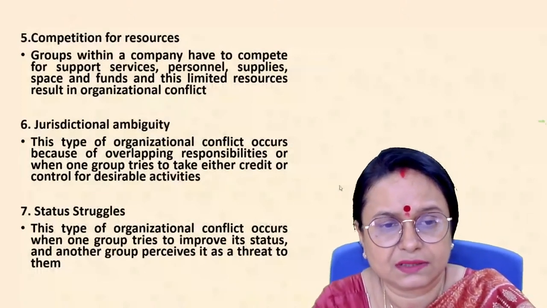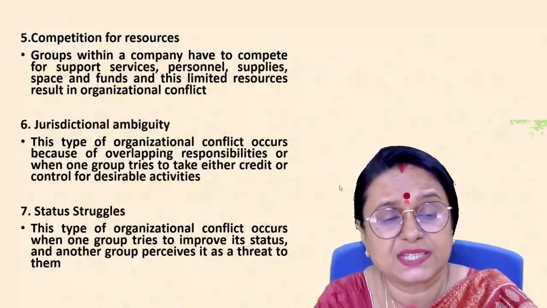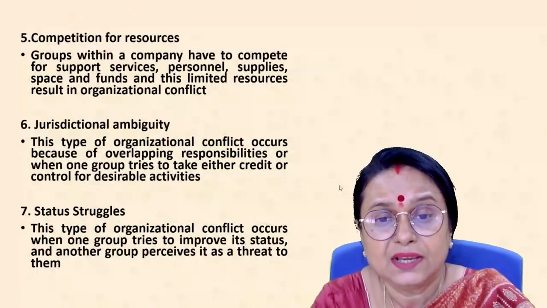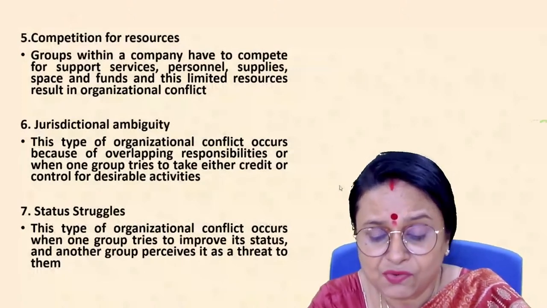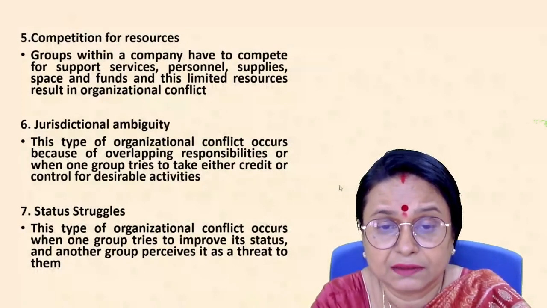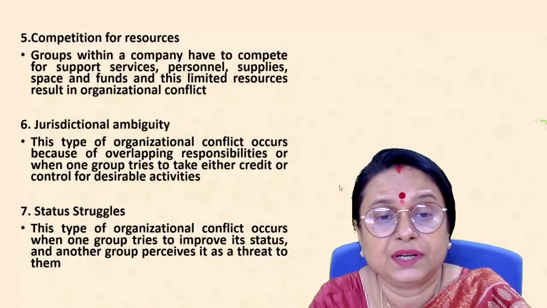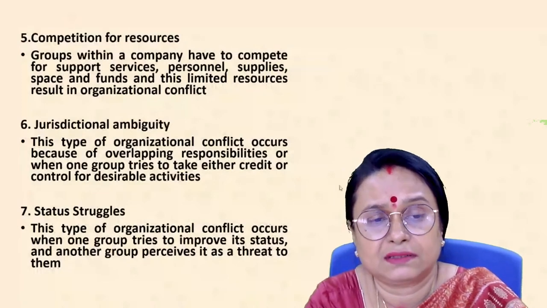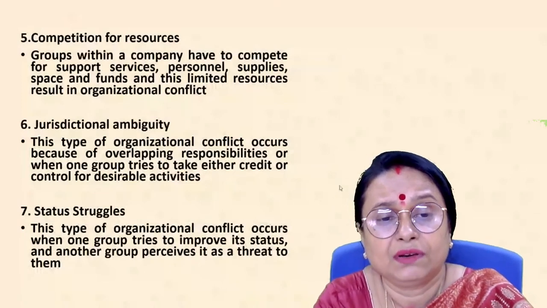Then status struggles. This type of conflict occurs when one group tries to improve its status and another group perceives it as a threat to them. So status struggle is seen everywhere in every organization. When one individual tries to improve his designation, his status, his salary, while others perceive it as a threat to them. So everybody is hankering for status. So this status struggle also leads to organizational conflict.